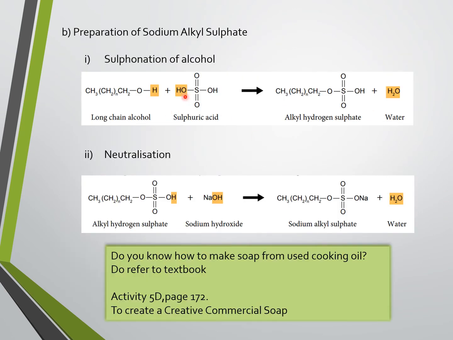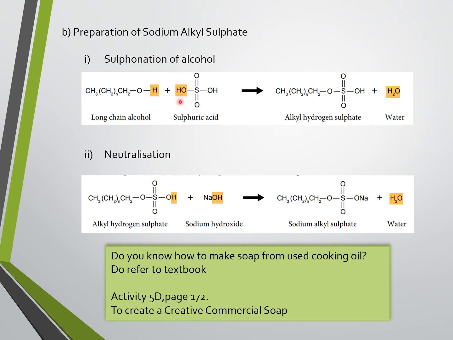The second one, preparation of sodium alkyl sulfate. Okay, sulfate, that is sulfonate. Sulfonation of alcohol. So sulfonation is the process where we put the sulfur into the alcohol. This is the sulfur from the sulfuric acid. And again, we have a long chain alcohol.